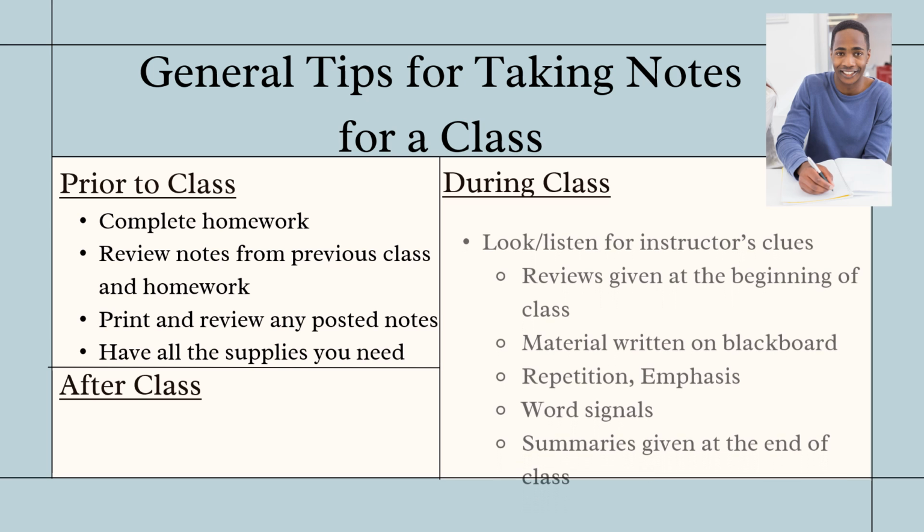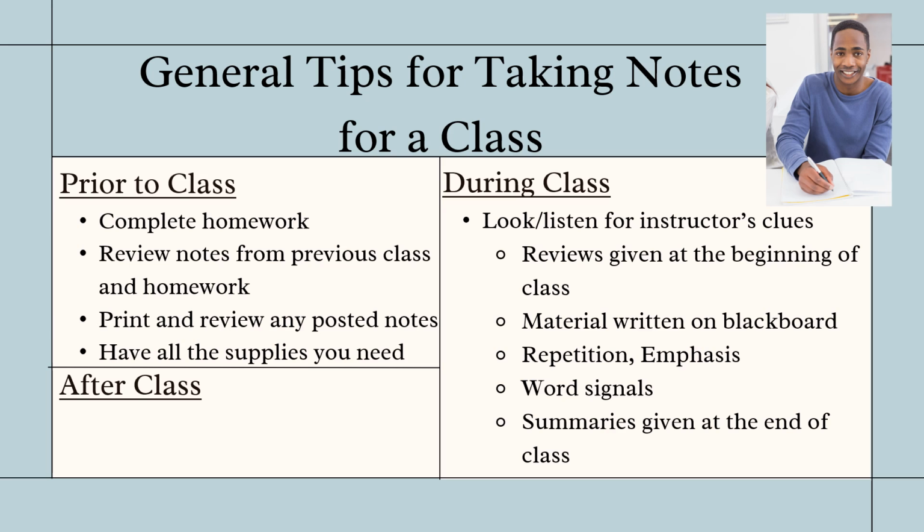Then, during class, look and listen for clues from the instructor as to what is important, such as reviews given at the beginning of class, material written on the blackboard or whiteboard, repetition, emphasis. For example, the professor's tone of voice and gestures, or the amount of time the instructor spends on points and the number of examples they use. Another set of clues are word signals. For example, when the professor says phrases like, "There are 2 points of view on," or "The third reason is," or "In conclusion." Finally, watch for whether your professor or instructor provides summaries at the end of class.